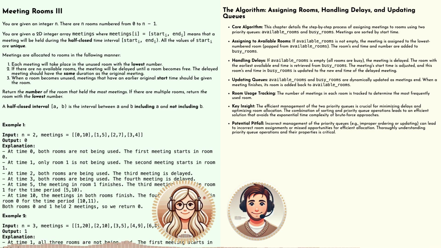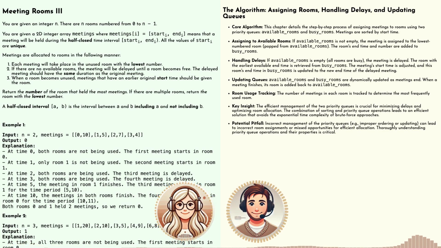But we can't just assign the meeting to that room right away. Because what if the meeting starts before the room's actually available? That's a great point. We've got to be mindful of potential delays. Right. So how do we handle that? Well, we figure out the difference between the meeting's start time and when that room's going to be free. Okay, so that difference is our delay. Exactly. Let's say a meeting's supposed to kick off at 10 a.m., but the only room we've got won't be open till 10:15. That's a 15-minute delay.